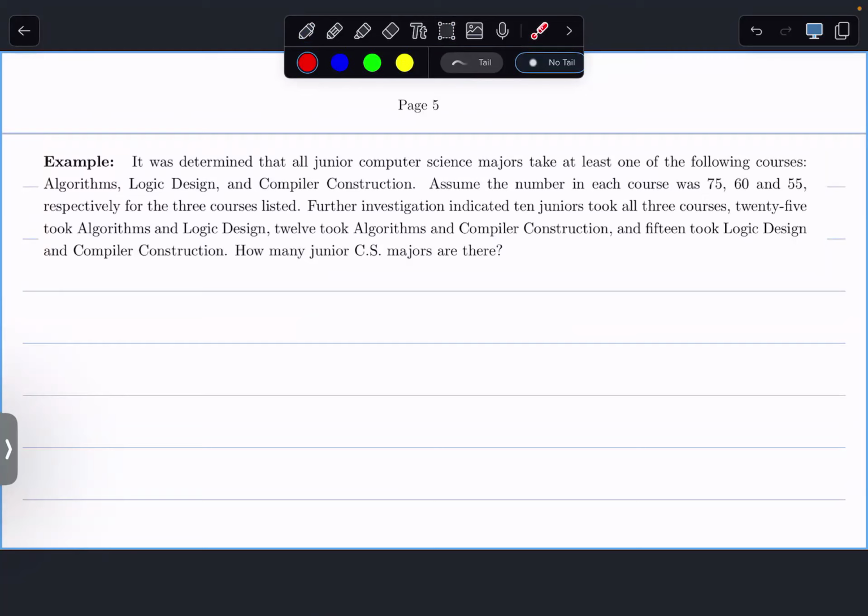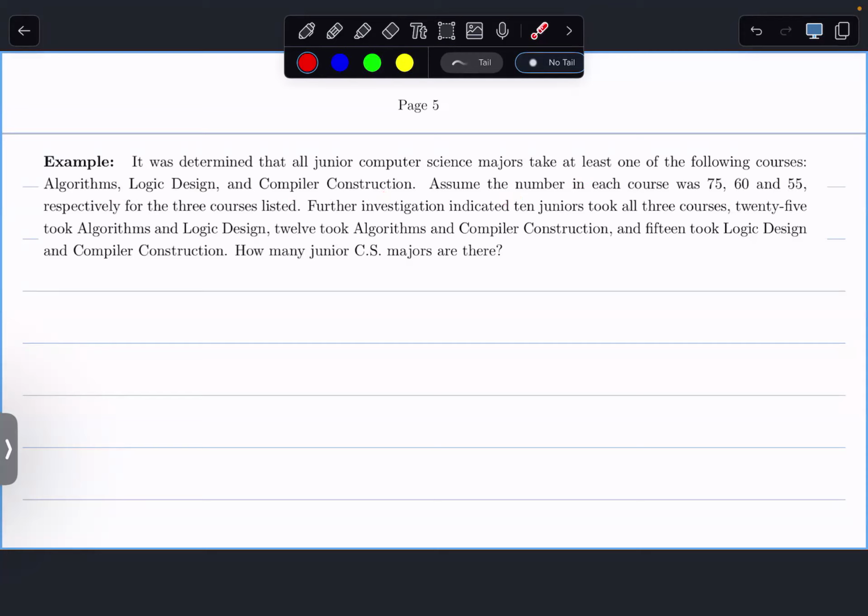We've seen this type of question before, right? In set theory, we talked about sets and Venn diagrams. It was determined that all junior computer science majors take at least one of the following courses. So now we're talking about at least one of these, not just restricted to exactly one: algorithms, logic design, and compiler construction.